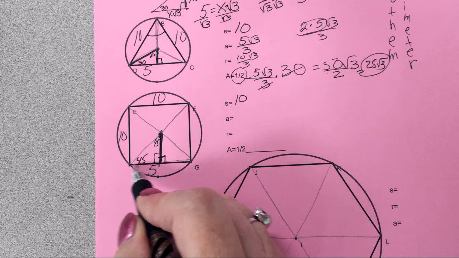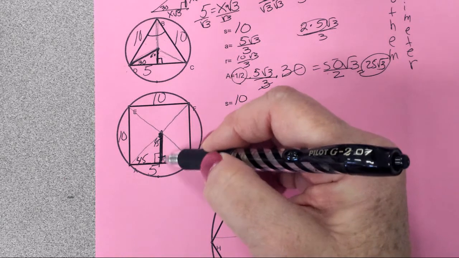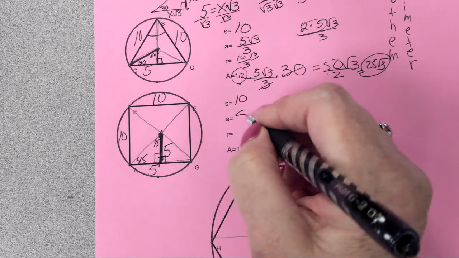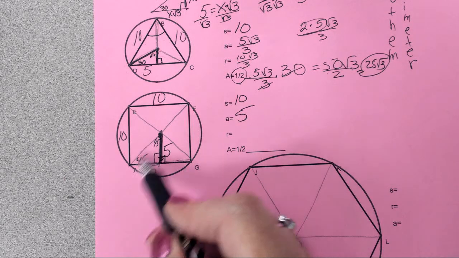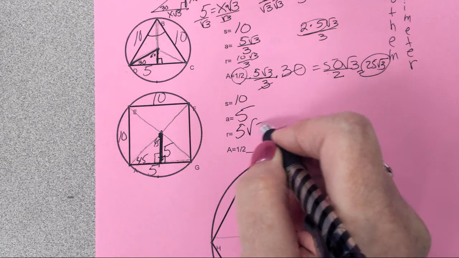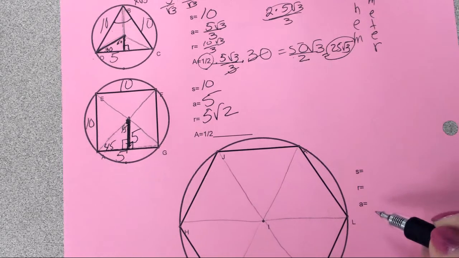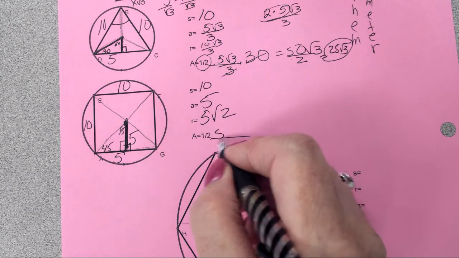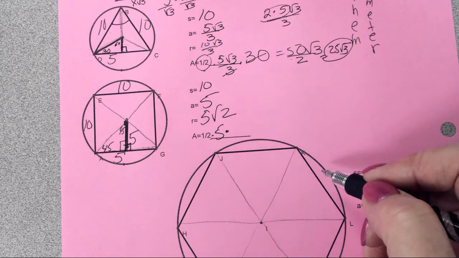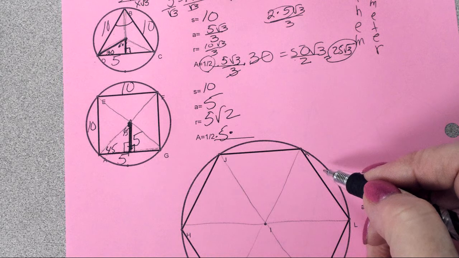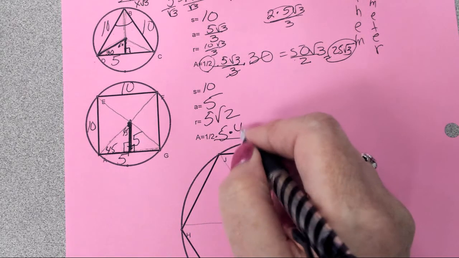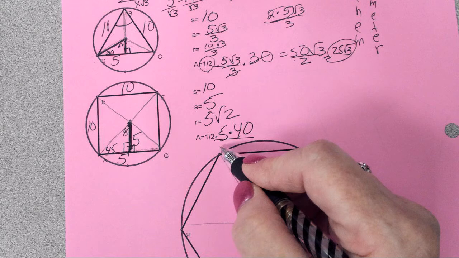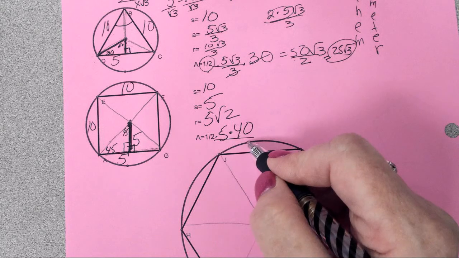And so if this is 5, then the apothem is 5, and the radius is 5 radical 2. Excellent. So our formula then, 1/2 apothem, we just said that was 5, times the perimeter. So what's the perimeter of the square? 40. So 1/2 times 5 times 40. I'm not going to take half of 5. That's silly. Half of 40 is 20.